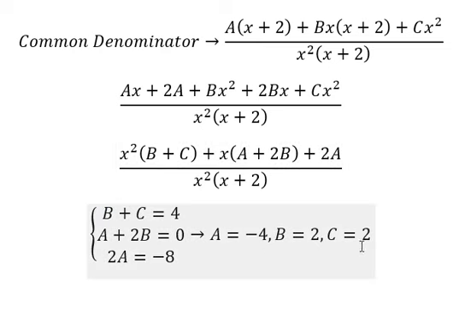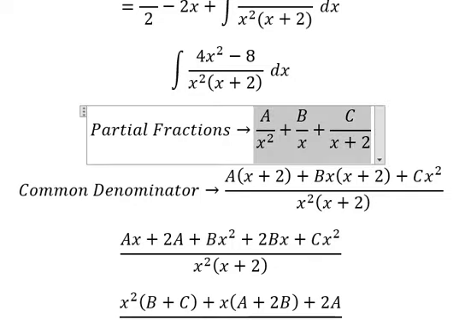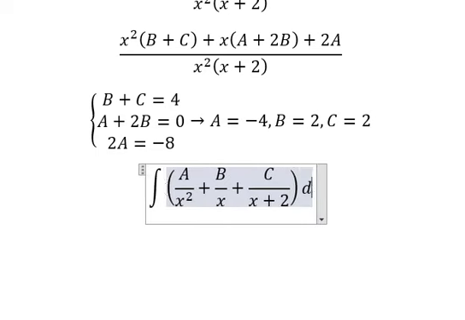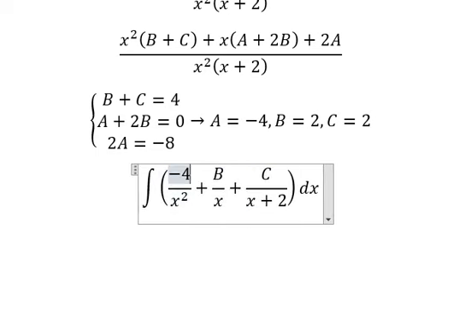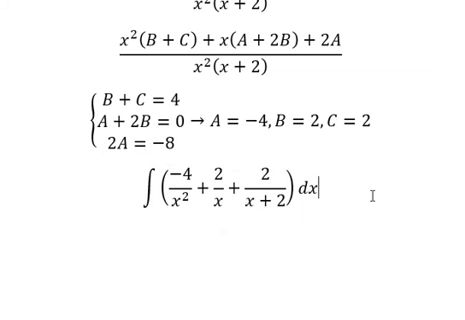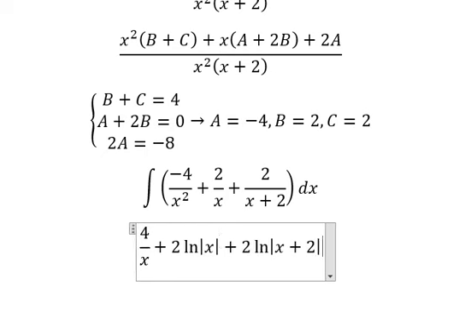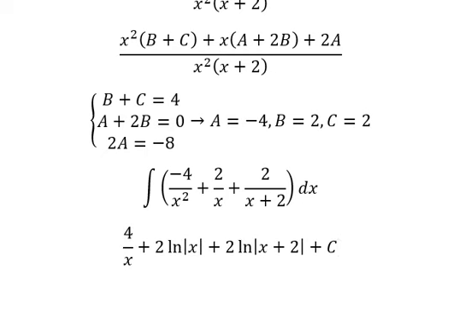And now we put this value in here. So A equals negative 4, B equals 2, C equals 2. The integration of this one, we have 4 over s. The integration of this one, we have 2 ln of the absolute value of s. Similar for the next one. And we put plus c.